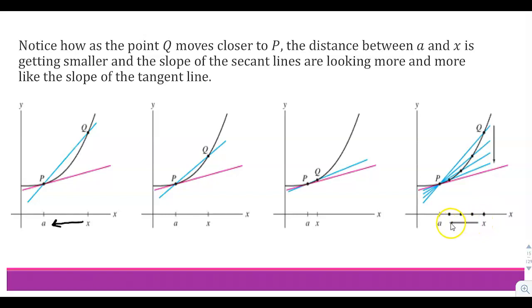As x gets closer and closer to a, so this point Q moves along the curve, I'm going to get a better and better approximation of the slope of the tangent line that passes through the point of tangency P using secant lines.